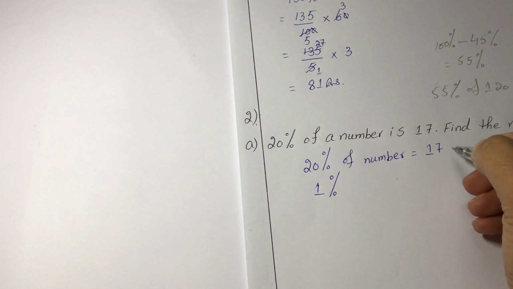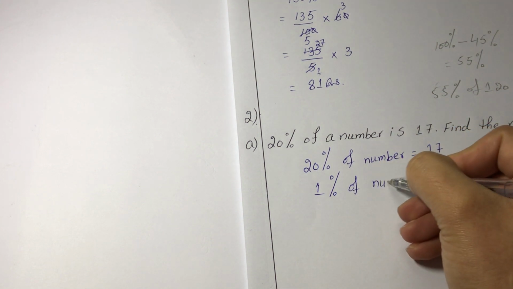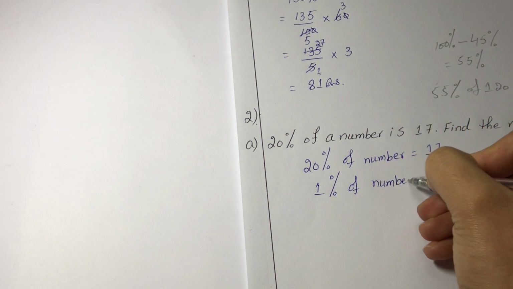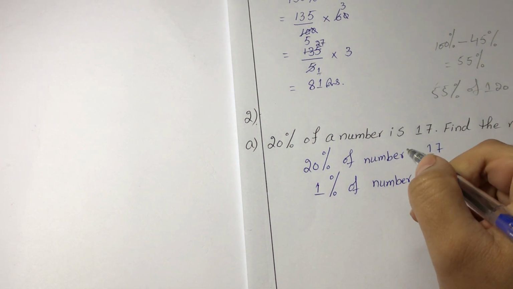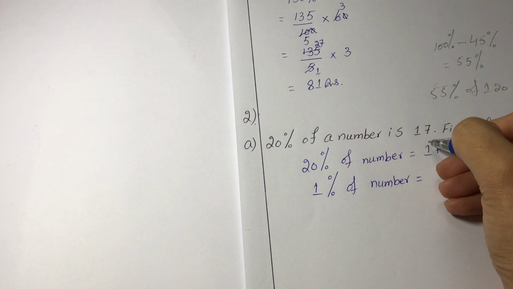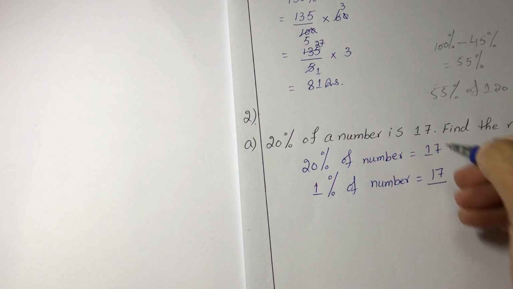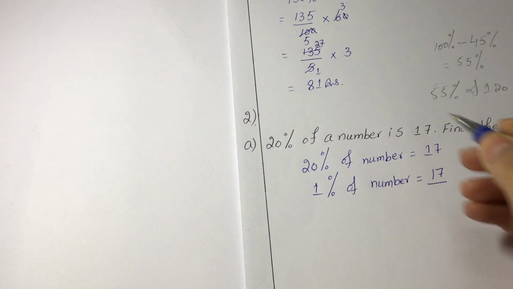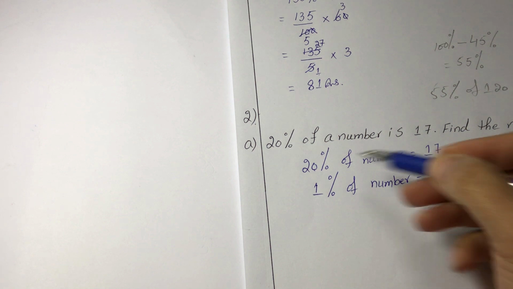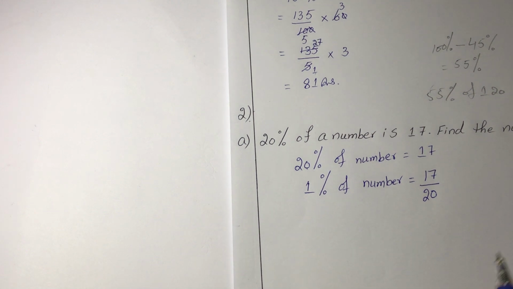20% of a number is 17, so 1% of the number would be equal to, in the unitary method, you will write this number at the top and you will divide this number by this percentage number, right? You will not write the percentage sign, only you will use this number. This is called the unitary method, right?